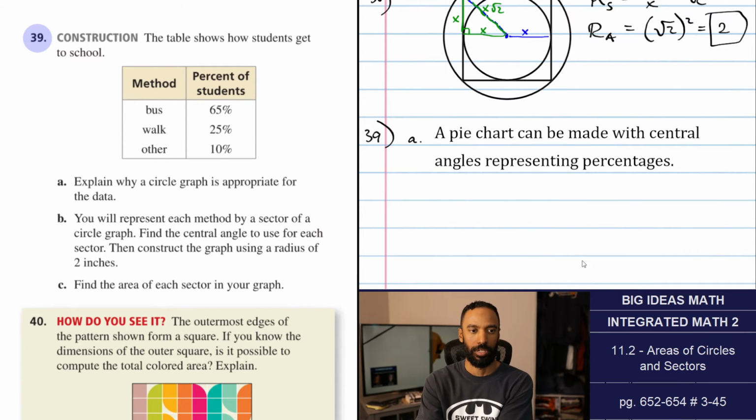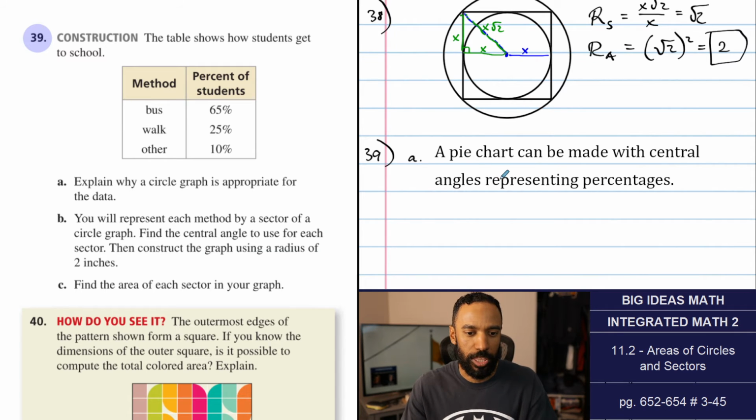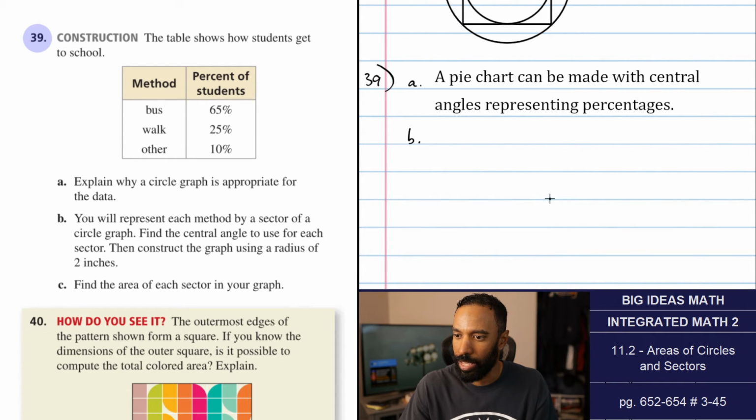Yeah, sounds good. Part B, you will represent each method by a sector of a circle graph. Yeah, so we'll do that. Find the central angle used for each sector, then construct the graph using a radius of 2 inches. Okay. So let's do a center, and then a circle, and then let's do a pie chart.